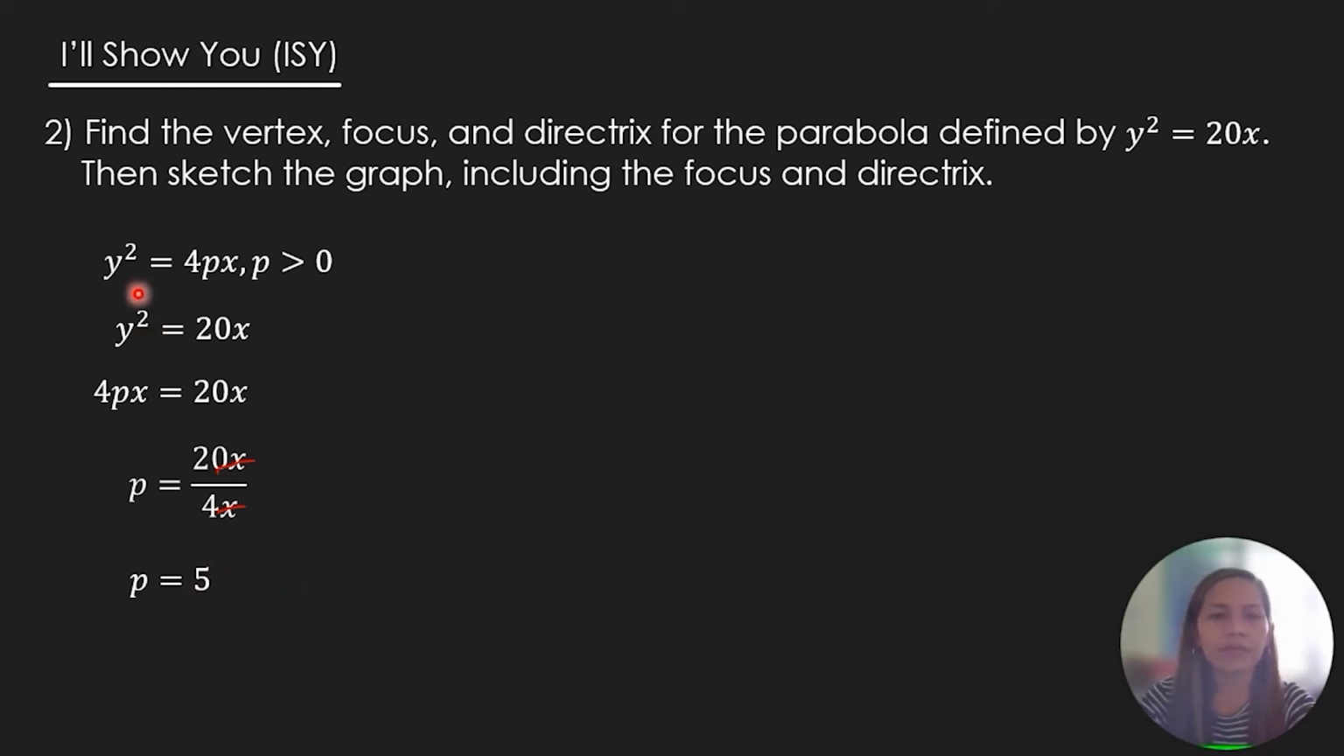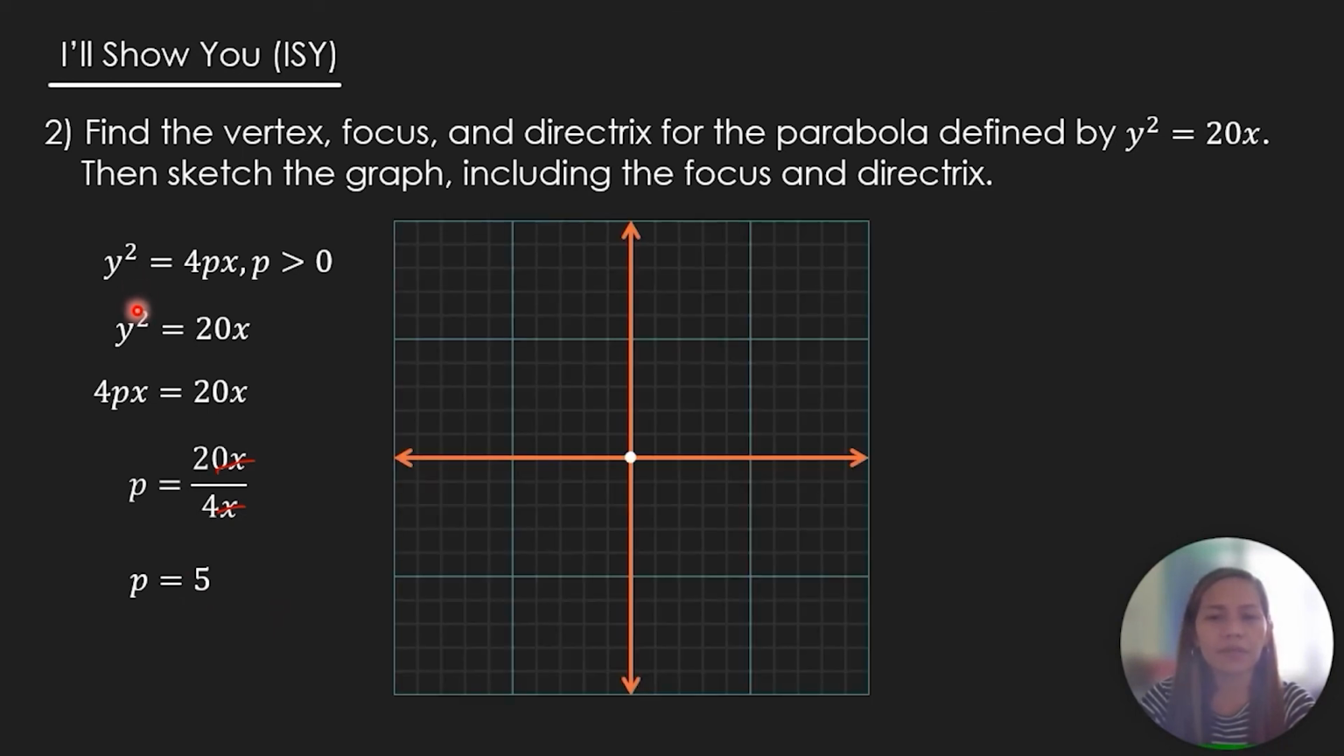Again, our vertex here is at the origin. So from our Cartesian plane, we have that as our vertex at the origin. And if our p is equal to 5, and this is positive, then from the vertex you go to the right 5 units, since it is positive. So you will have it there, because you have 1, 2, 3, 4, and 5. Basically, this is represented by the focus, and this means our focus is (5, 0).